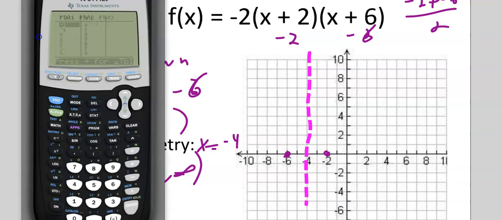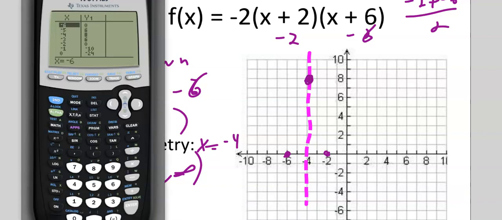So calculator. Y equals, clear out what we got. Negative 2, parentheses, x plus 2, parentheses, x plus 6. Graph. Looks about right. So we're going to look at negative 4, and that is going to be right there at 8. So negative 4, 8.